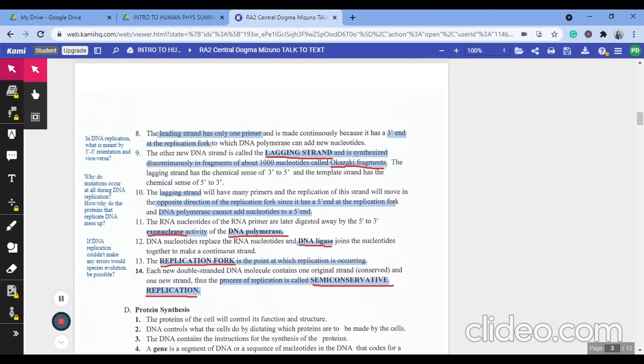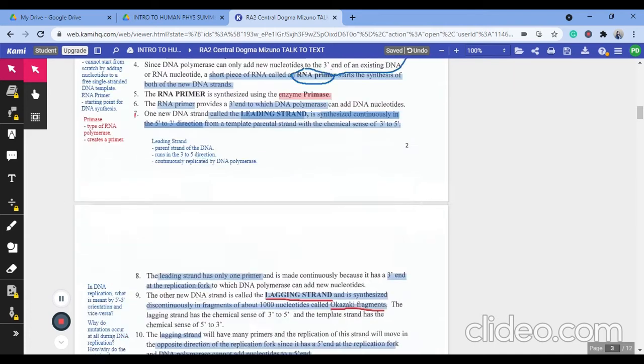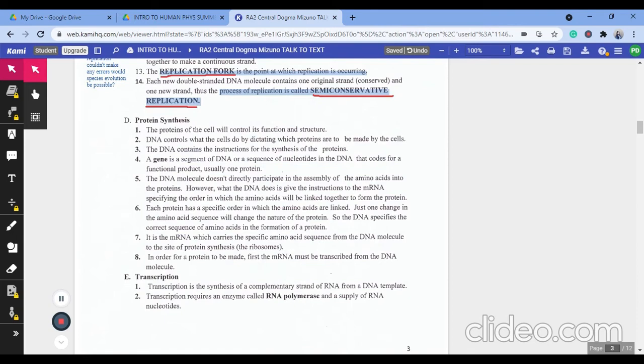My first question is why do mutations occur at all during DNA replication, and how or why do the proteins that replicate DNA mess up? And to follow up, my last question would be: if DNA replication couldn't make any errors, would species evolution be possible? Yes, those are a few of my questions for DNA replication as a whole. So I'll move on to protein synthesis now.